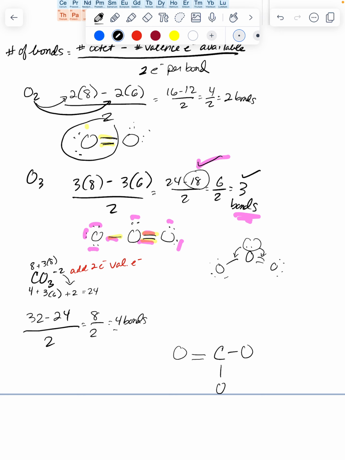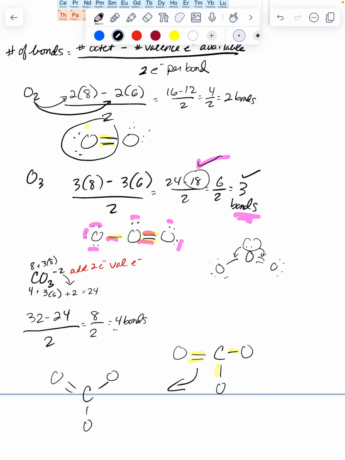All right, so I see a double bond. Well, let's look at carbon right away. We see 2, 4, 6, 8. He's got 8 in his octet. He isn't going to have an unshared pair. So we've got to change the shape. We might as well do it right away, because they're going to spread out.